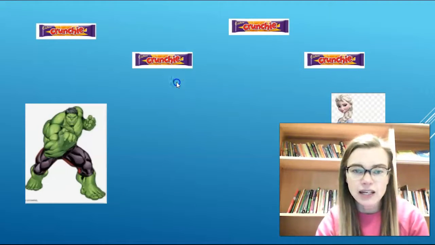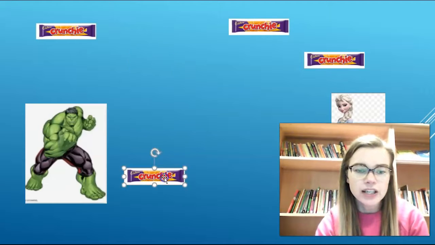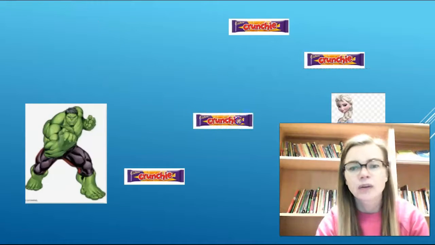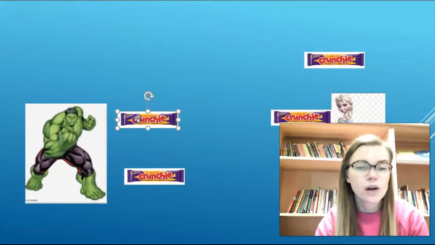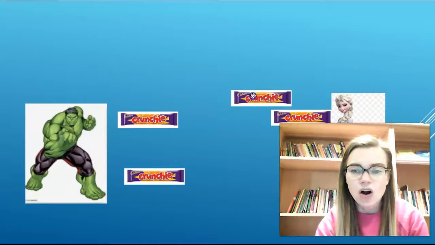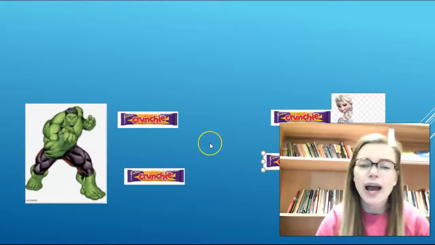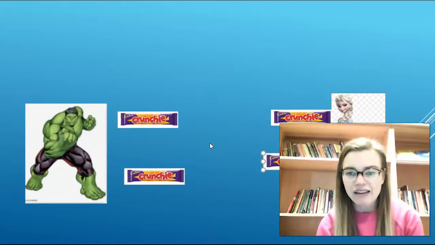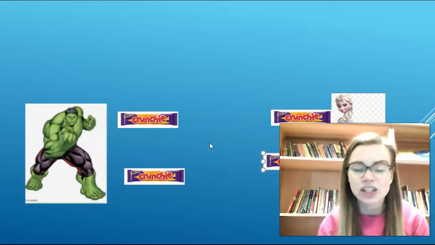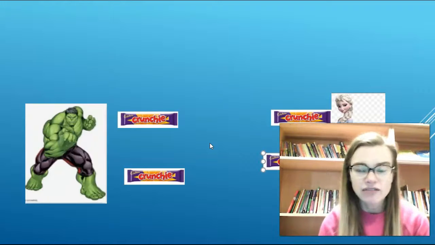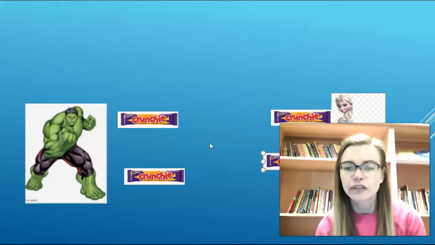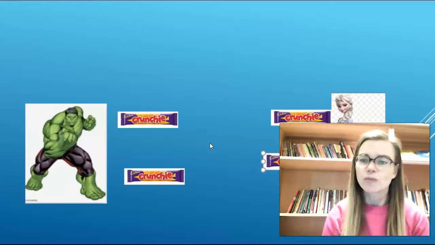So to do that, I'm going to give 1 to Hulk, 1 to Elsa, 1 to Hulk, and another 1 to Elsa. So how many do each of them have? That's right, they've both got 2 each. Hulk's got 2 and Elsa's got 2. So we have worked out that half of 4 is 2.